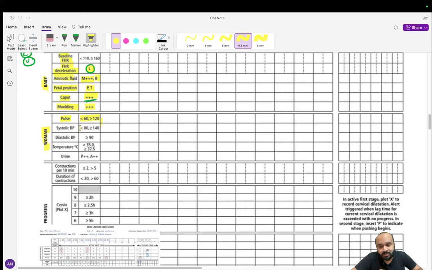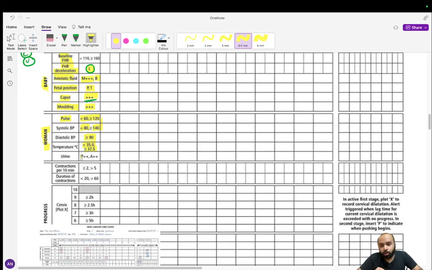Her systolic BP, if it is less than 80, that is hypotensive, or more than 140, then it can be gestational hypertension or preeclampsia. Similarly, her diastolic BP, if it is more than 90, then again towards gestational hypertension or preeclampsia. Temperature, she should not be hypothermic because of the air conditioning, and she should not also be hyperthermic because it can be indicative of chorioamnionitis.